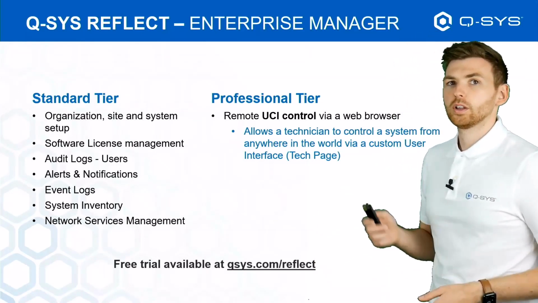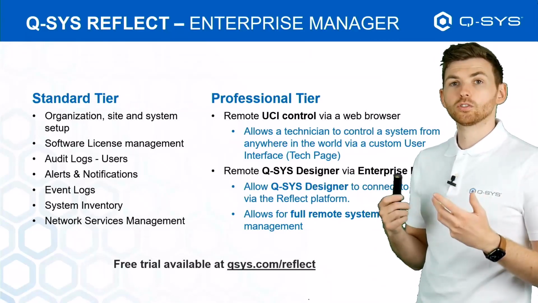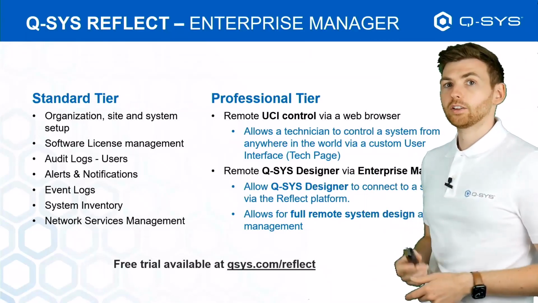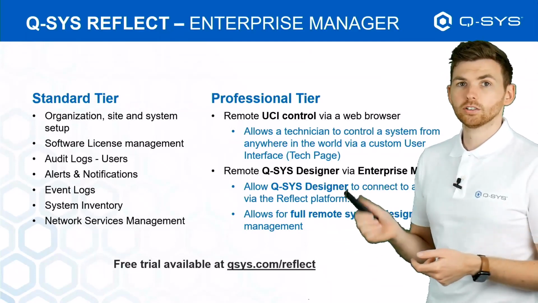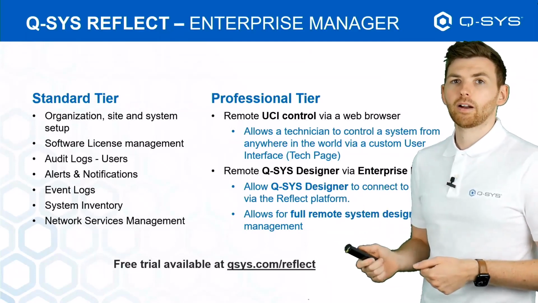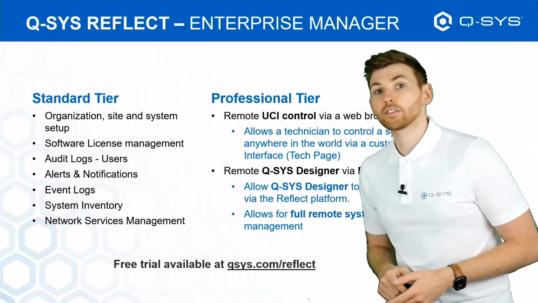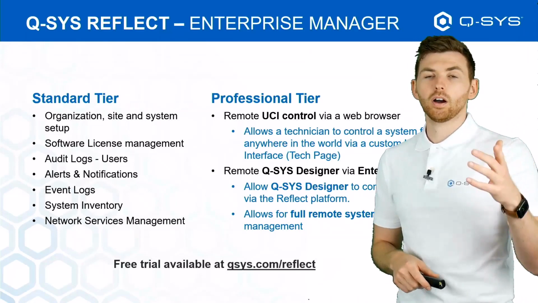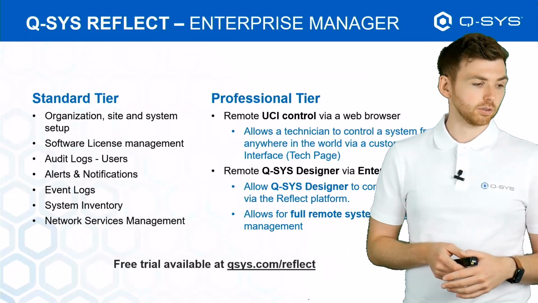So professional tier, that's what we've been talking about. That's going to let you have a UCI for control and support. It's also going to let you connect via Designer to just do everything you can do in Q-SYS from anywhere to any system around the world. Do check that out. That's at qsys.com/reflect, and you can get a trial if you are an end user to use with your existing Q-SYS systems if you would like to do that.